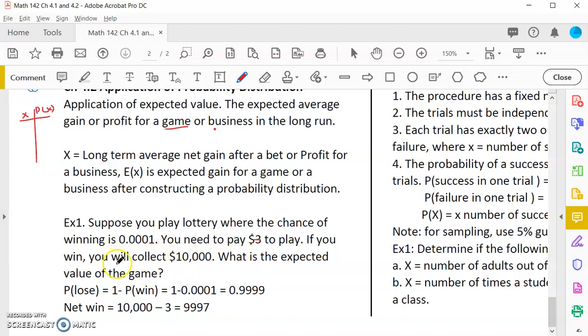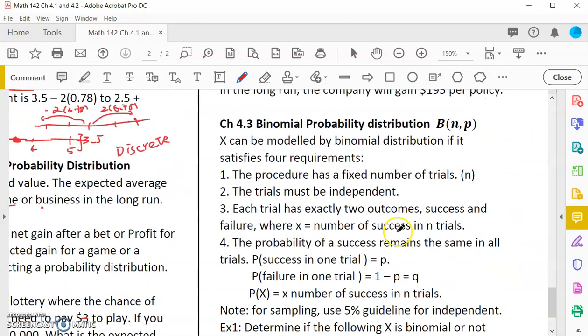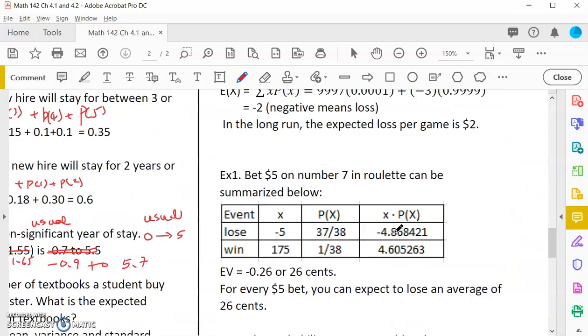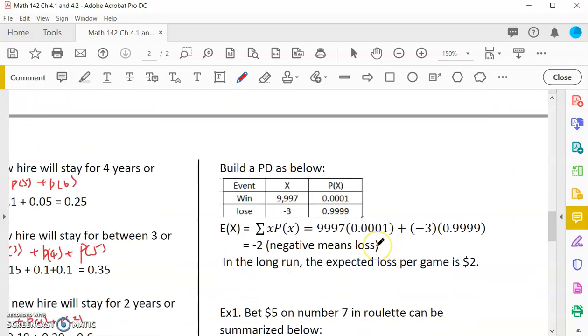First of all, we need to look at how to build this table. The way this table is built is not just X and P of X. You would associate it with an event. And the event, because it's a game, is always win or lose. If you win, the X value is the monetary net profit or net gain. So X is the gain, positive if you win, negative if you lose. So there should only be two entries. The event is either win or lose.